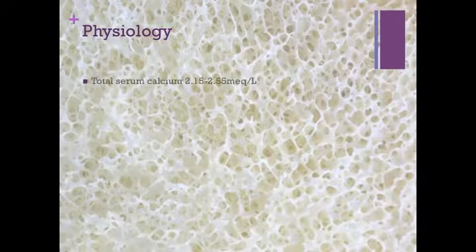Normal plasma calcium levels include that bound to proteins, ionised calcium and complexed calcium, totalling between 2.10 to 2.55 millimoles per litre. About 50% of calcium is ionised in health, ranging from 1.15 to 1.30 milliequivalents per litre.